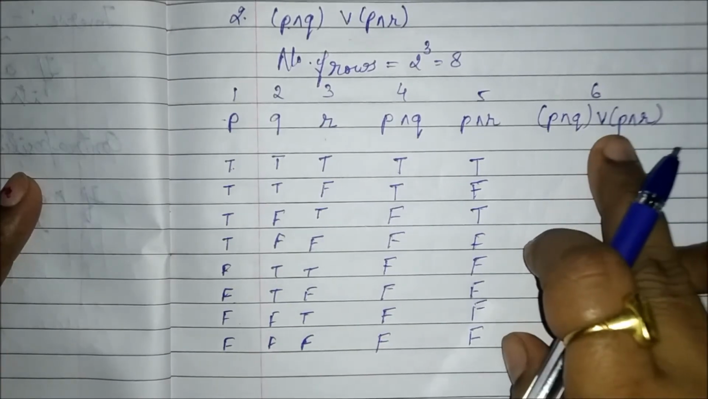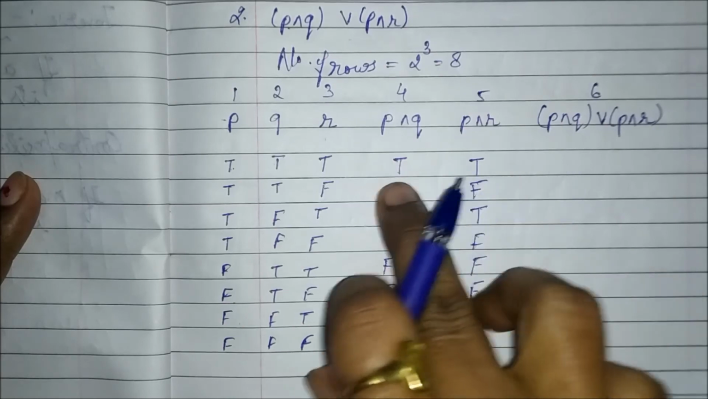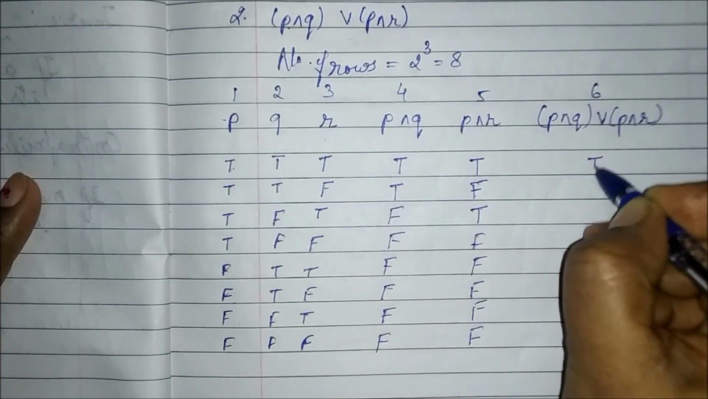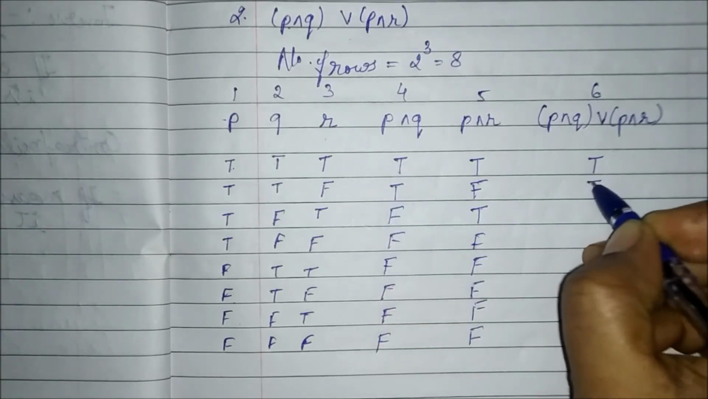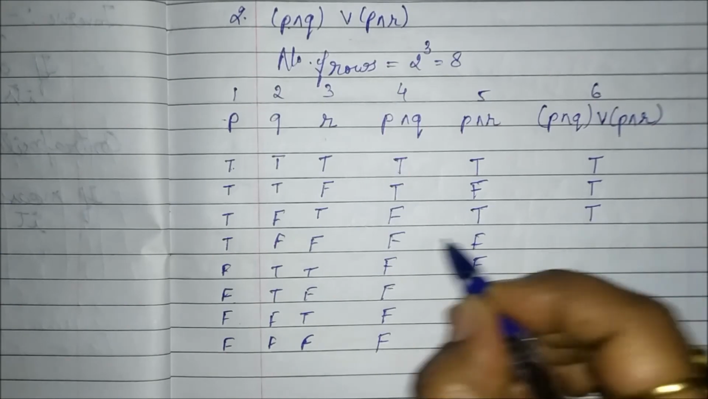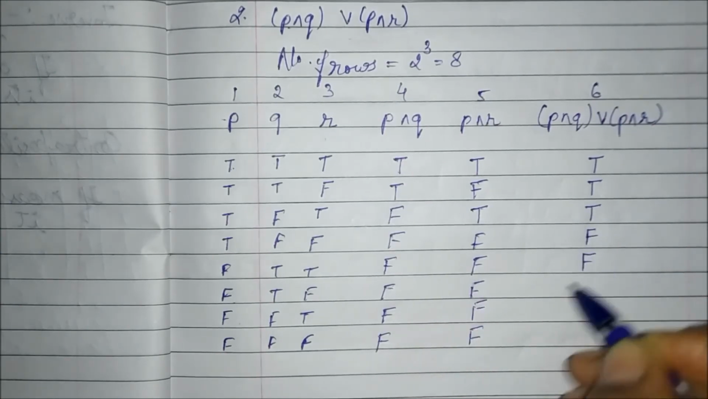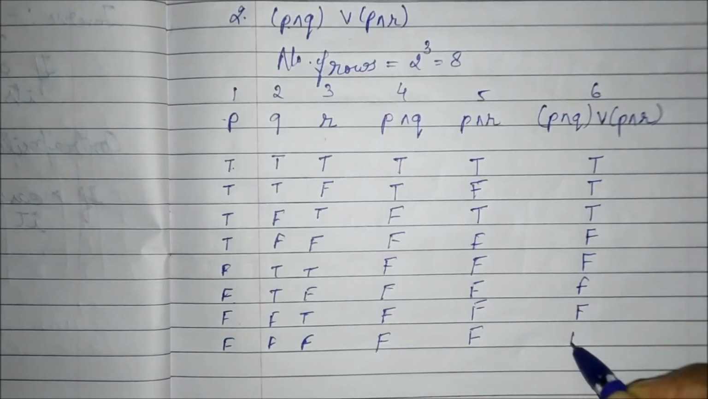Now we have to take the OR between these two columns. Between 4 and 5, we have to take the OR. True and true, true. True and false, true. False and true, true. False, false, false. False, false, false. Again false, false, false.